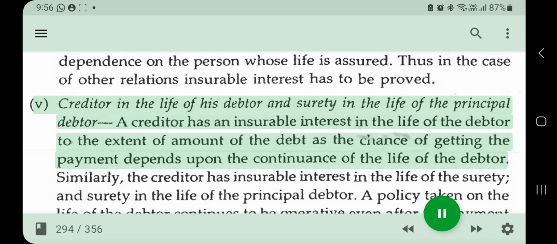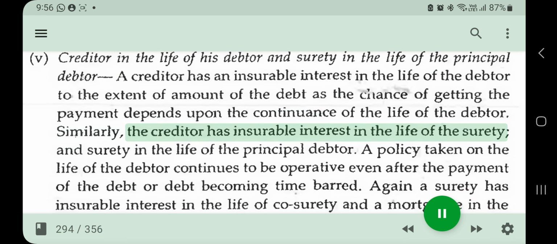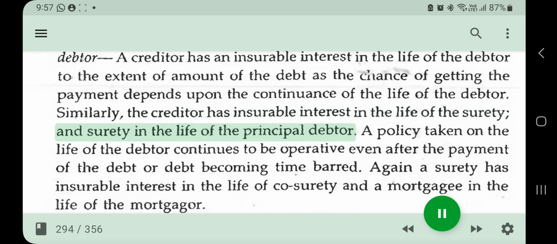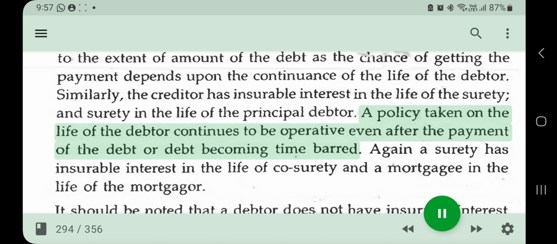V. Creditor in the life of his debtor and surety in the life of the principal debtor. A creditor has an insurable interest in the life of the debtor to the extent of the amount of the debt, as the chance of getting the payment depends upon the continuance of the life of the debtor. Similarly, the creditor has insurable interest in the life of the surety, and the surety in the life of the principal debtor. A policy taken on the life of the debtor continues to be operative even after the payment of the debt or the debt becoming time barred.